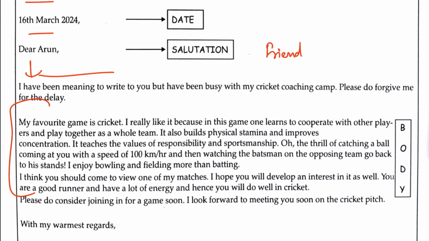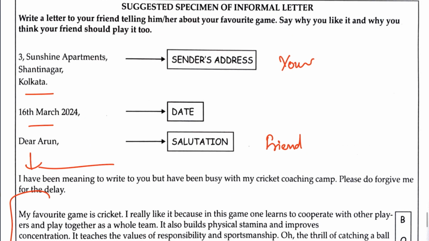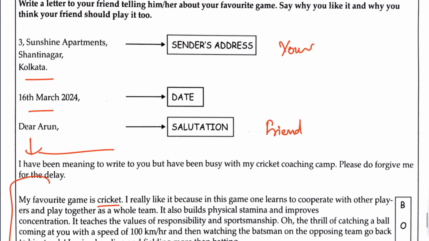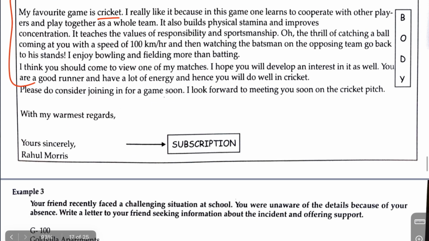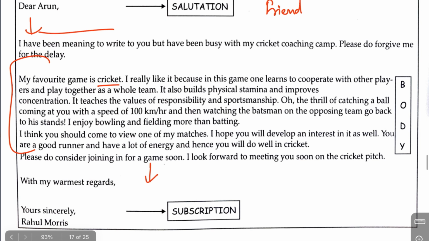And so you're talking about the game, your favorite game, cricket. I really like it because in this game one learns to cooperate. Boys' favorite game is always cricket and girls badminton, or maybe basketball is for me, but I don't know about other girls. But I've seen girls engaged in badminton. And boys, obviously, they are always engaged in football or cricket, nothing else, right? Then with my warmest regards, yours sincerely, and your name, right?